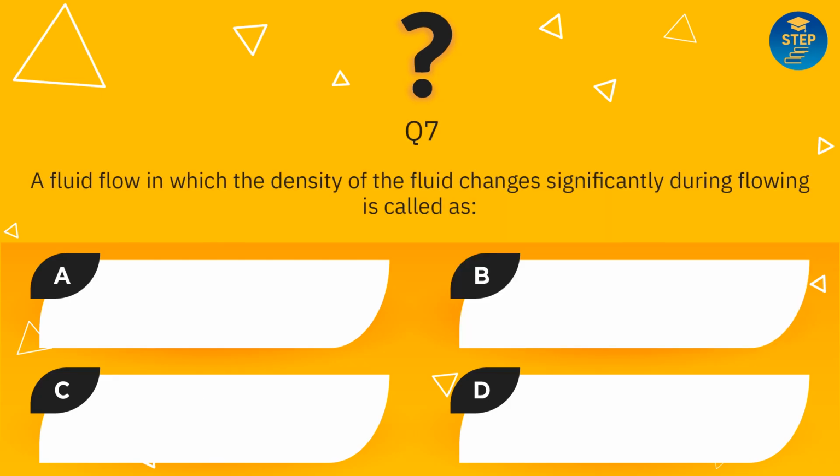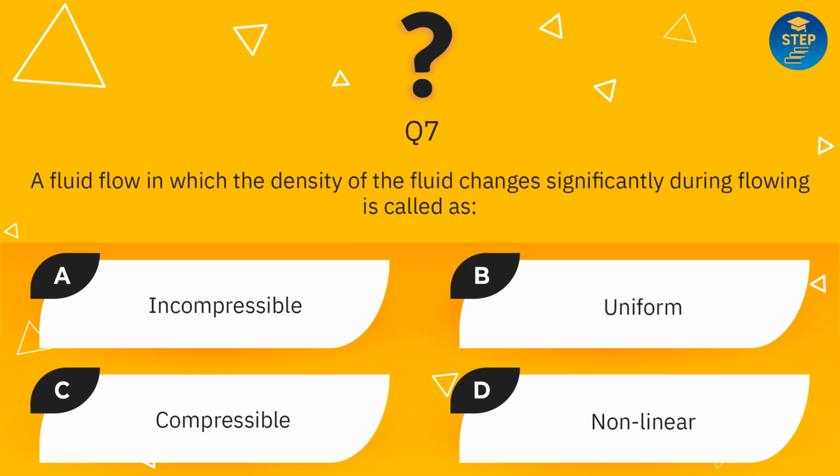A fluid flow in which the density of the fluid changes significantly during flowing is called what? Incompressible, uniform, compressible, non-linear. Answer is compressible.